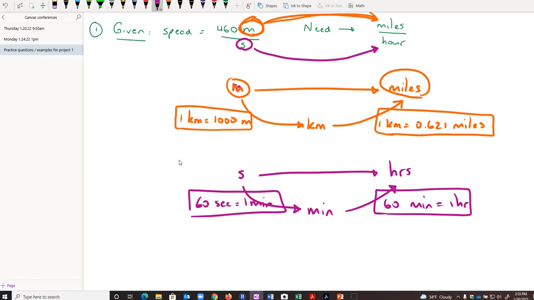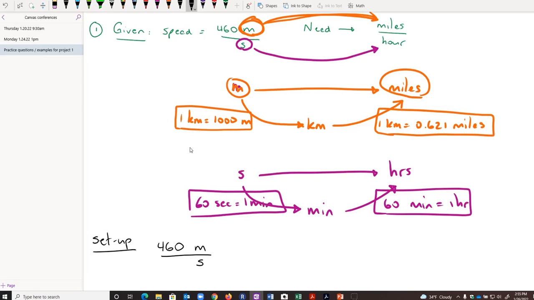So what we've done here is we haven't really done any calculation. All we've done is establish some relationships that we're going to use to allow us to solve this problem, and then we can go ahead and set this up. We know where we're going to start. We're going to start with 460 meters per second.